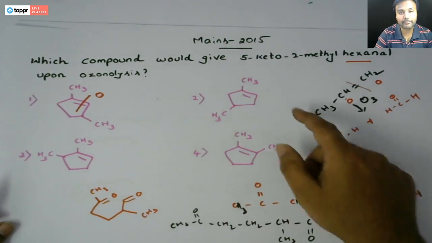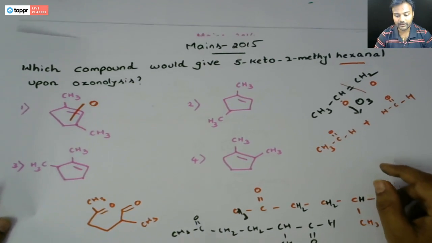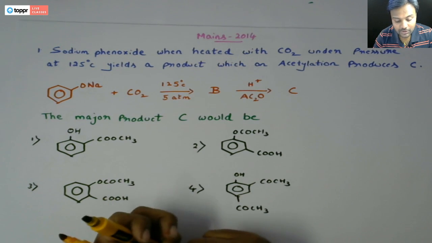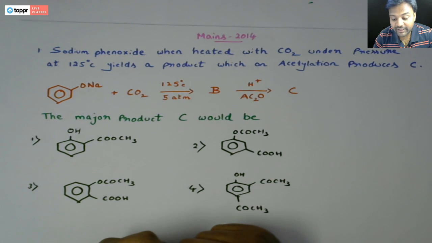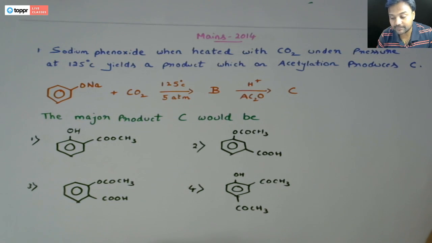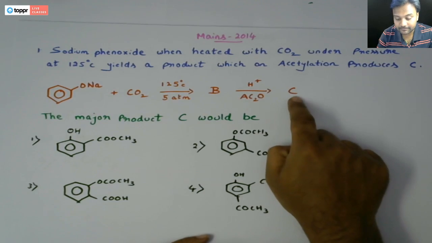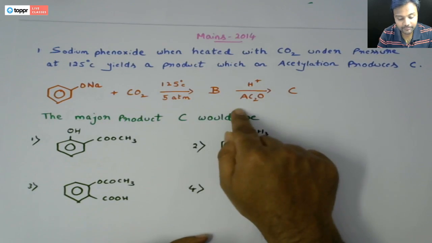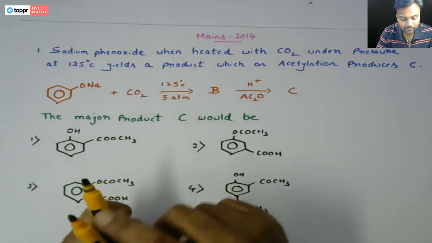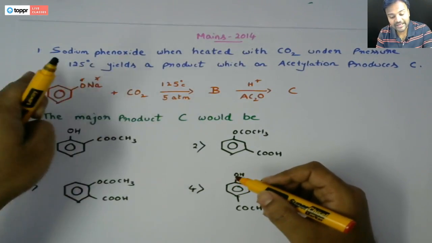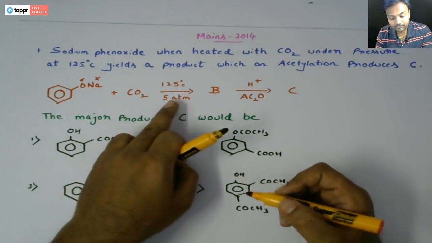This was the question asked in Mains 2015. So I'm picking up one more question here for you guys. Sodium phenoxide, when heated with carbon dioxide under pressure at 125 degrees centigrade, yields a product which on acetylation produces C. Now you need to find out what is C. Whatever they have asked here, the same structures were given. Sodium phenoxide: O minus Na plus is sodium phenoxide. When treated with carbon dioxide, it gives B.